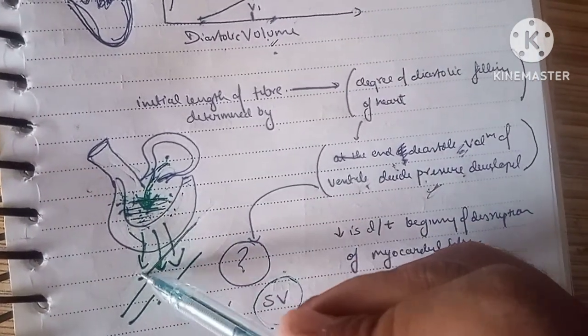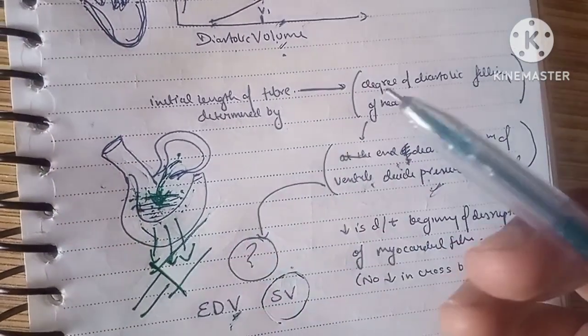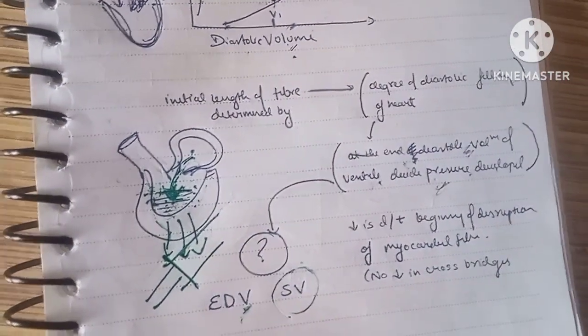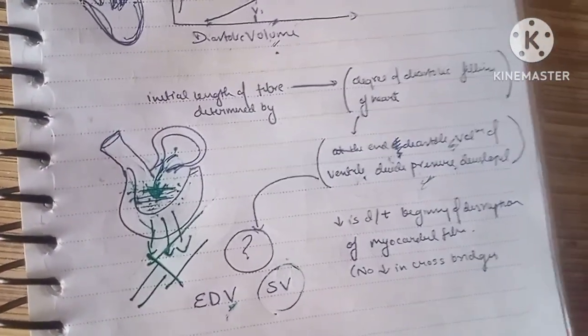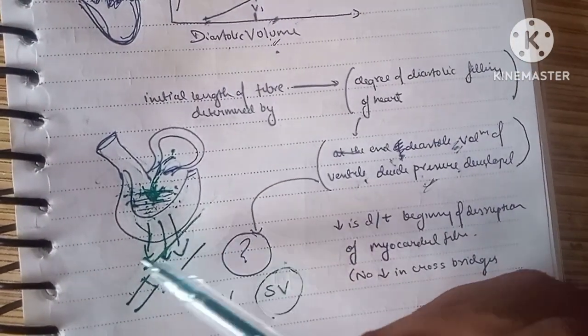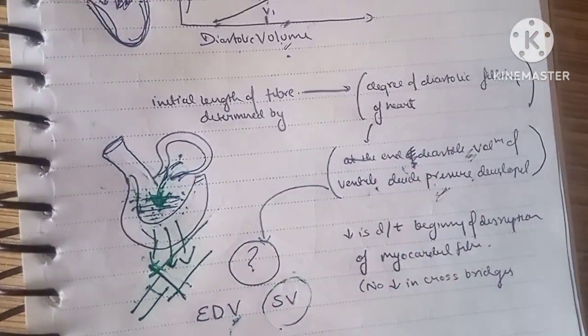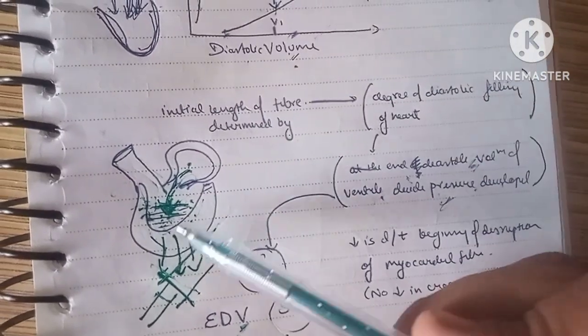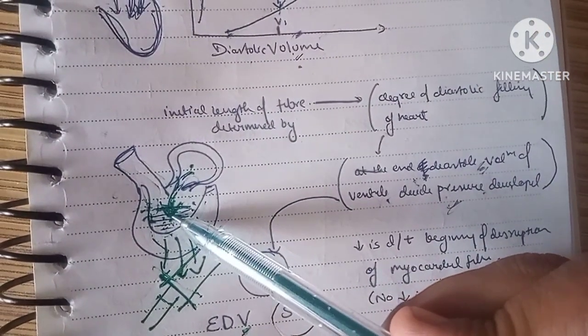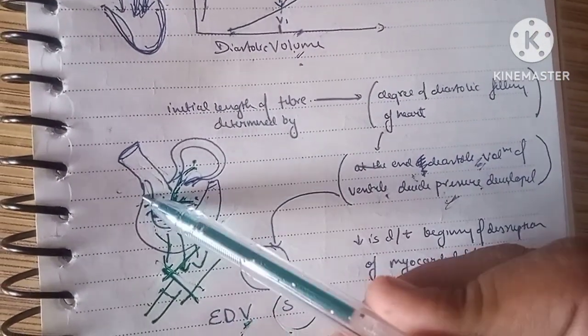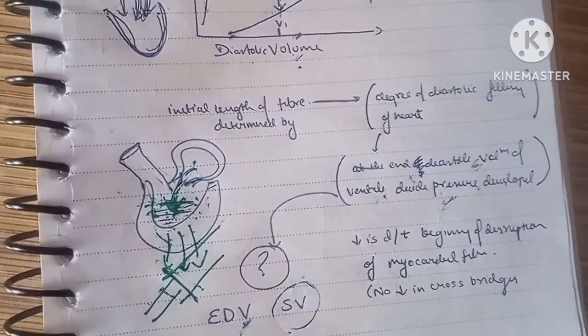This goes on until there is an optimal stretch which will create the maximum tension. This optimal stretch of the myocardial fiber will create the maximum force in the myocardium, and with increase in the end diastolic volume we will have an increase in the force that the ventricle is going to create.